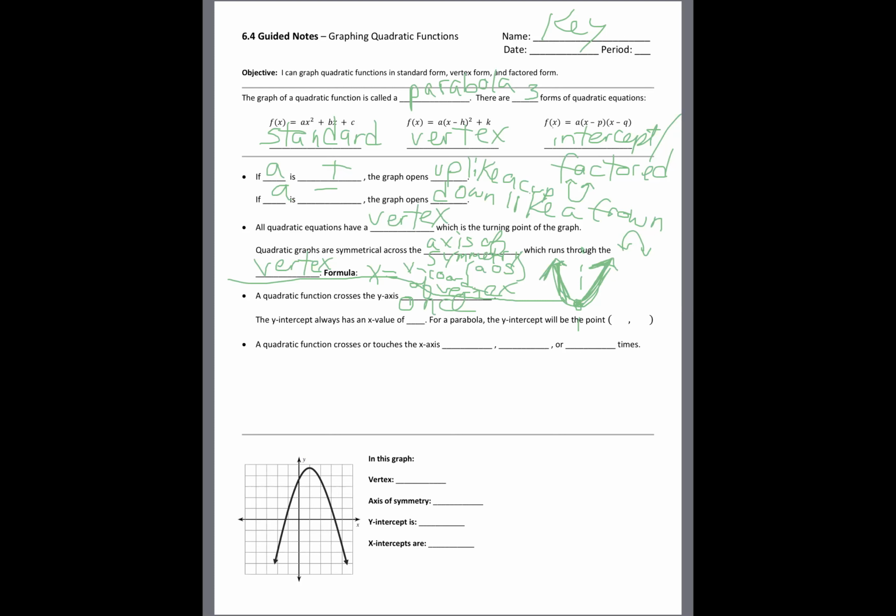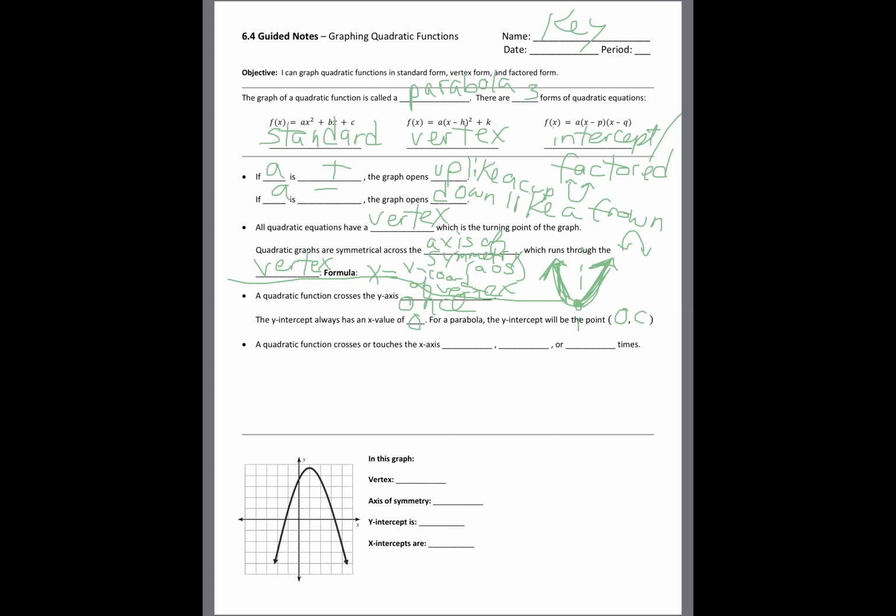The y-intercept always has an x value of 0. For a parabola, the y-intercept will be the point (0, c), whatever c is. So 0, comma c. If you pop in a 0 for x, whatever c is, there's your y-intercept.